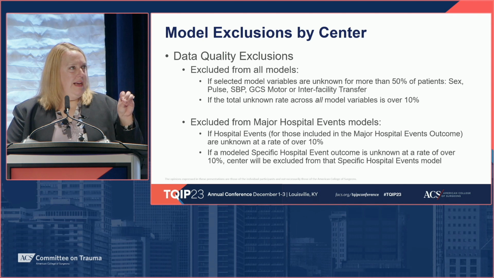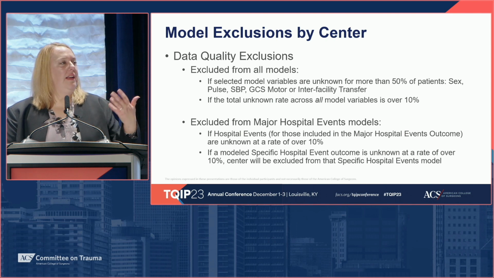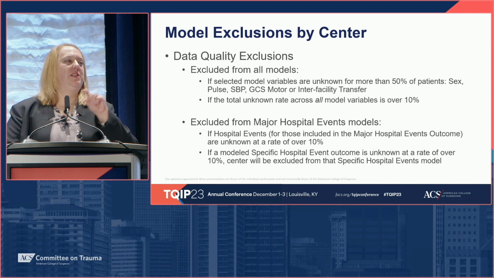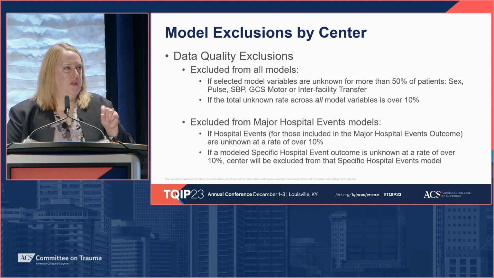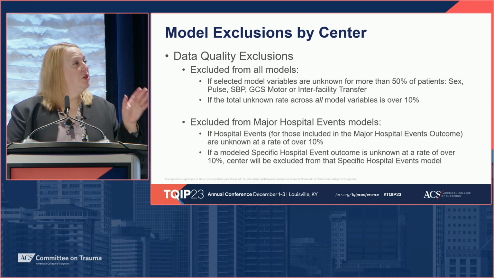And narrowing that down a little bit further, looking at the specific hospital event models, so the AKI, SSI type models, if any of those specific injuries were missing at that rate of 10%, then that center would be excluded from that particular model. This is a new exclusion criteria that I think we just introduced in spring. I'm not actually sure we've actually used that, so that's great.